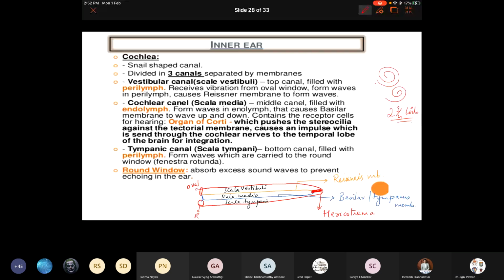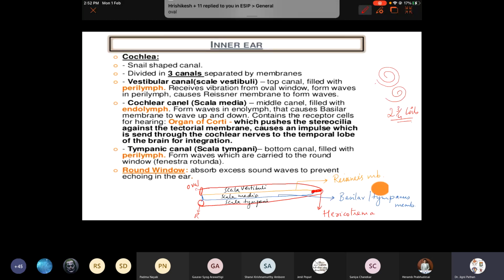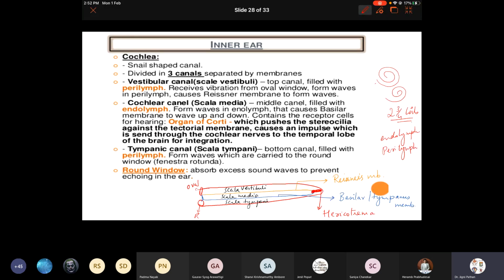Oval window. There are two membranes that divide this cavity into three cavities: Reissner's membrane and the basilar membrane. This divides the cavity into scala vestibuli, scala media, and scala tympani. Now, in the inner ear there is a fluid called endolymph, and perilymph. Endolymph is present in the scala media, whereas perilymph is present in the scala vestibuli and tympani.